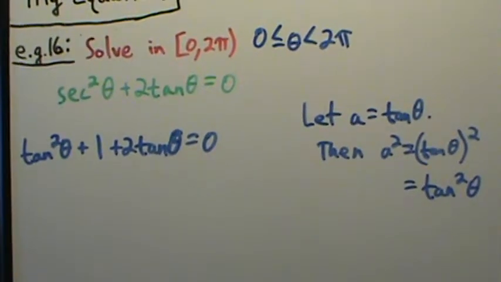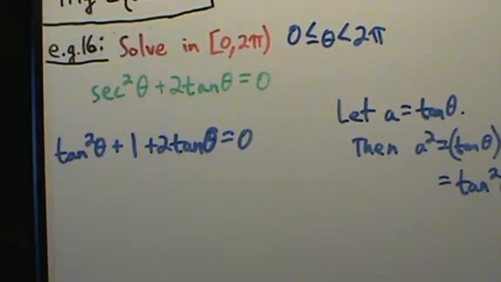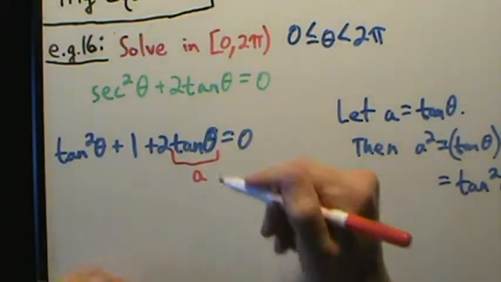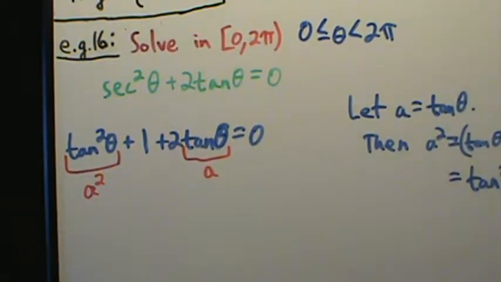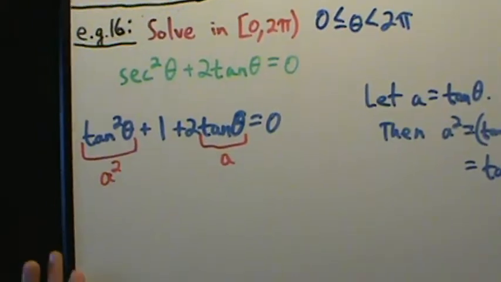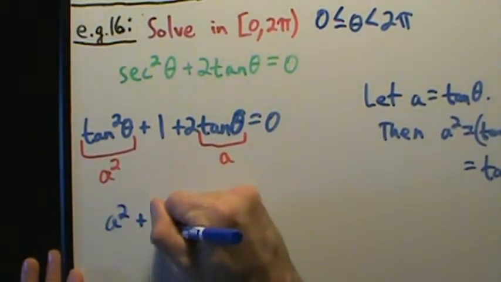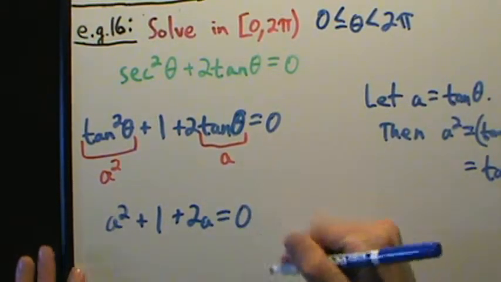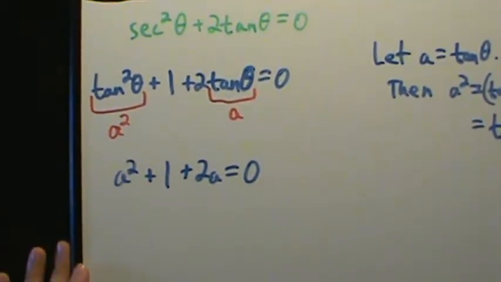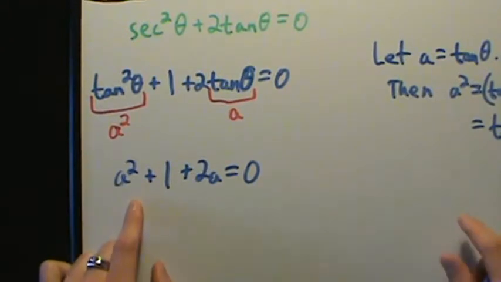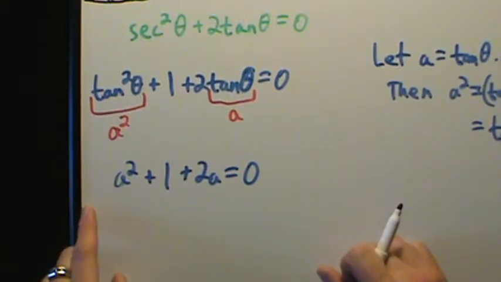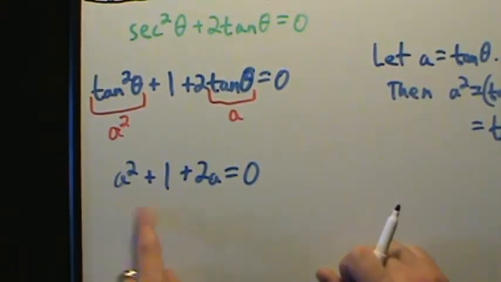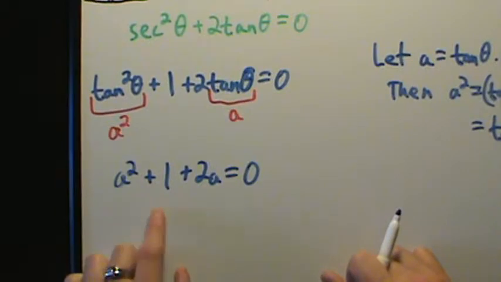So what's the point of doing that? Well, if we go back to the equation and use this substitution, here's A, and here is A squared. So now the equation becomes A squared plus 1 plus 2A equals 0. The reason we did the substitution is because we wanted to take this big, ugly equation and turn it into something more familiar and easier to work with, because this is just a plain old regular quadratic equation. We know how to handle that.